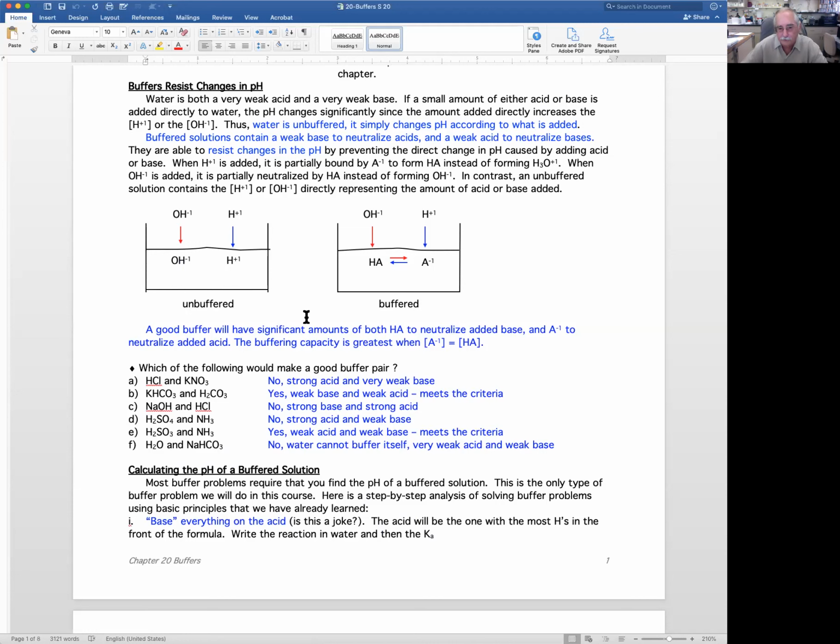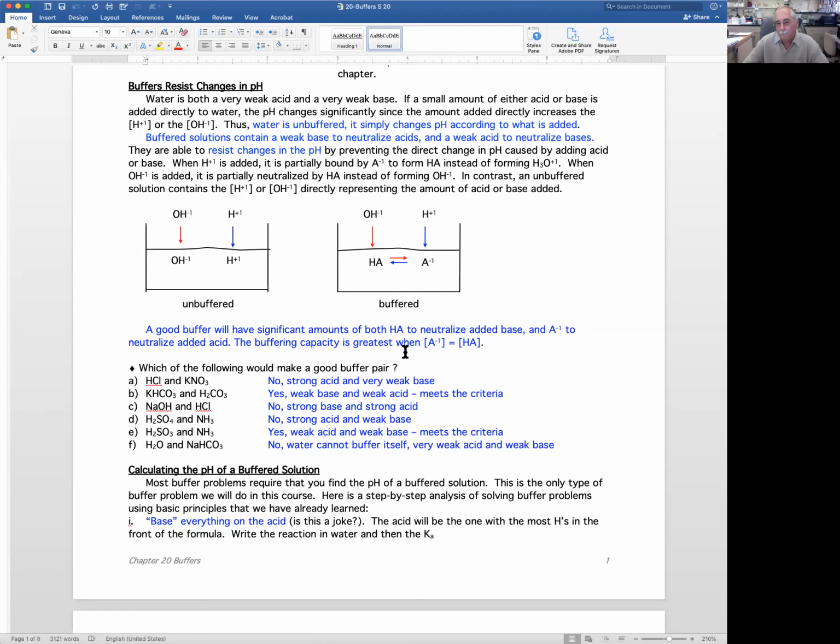But if I have a buffer solution, which is made up of a weak acid and a weak base, what happens if I put the hydroxide in there? Instead of directly affecting the concentration, some of the weak acid will react with it. The weak acid gets converted into its conjugate base instead of just having hydroxide in the solution. Same with the acid. I drop some acid in there. It reacts with the weak conjugate base. It gets converted into some of the weak acid instead of directly affecting the pH. So this solution is buffered.